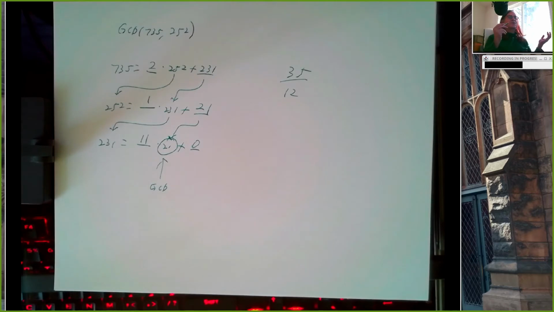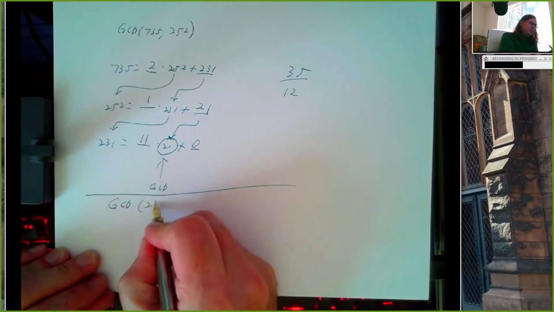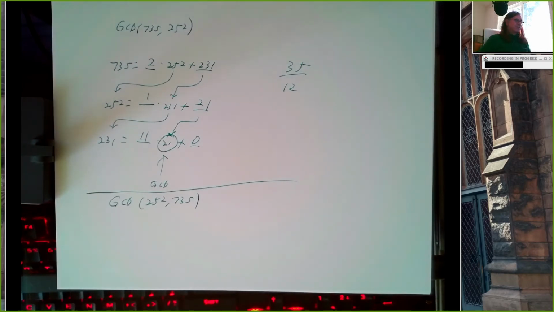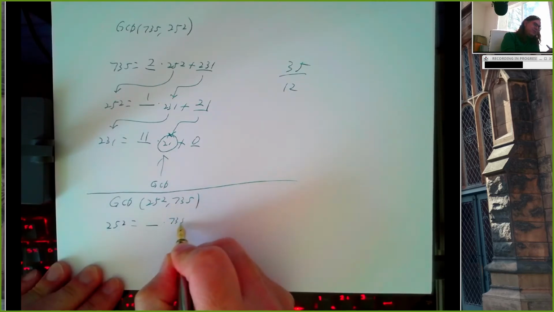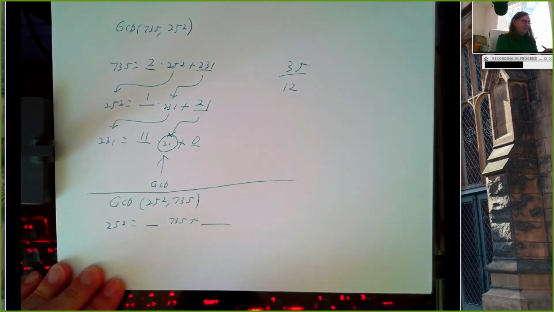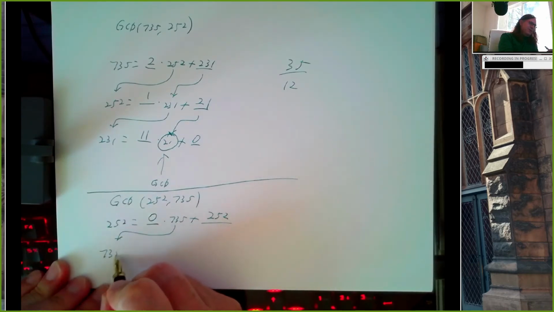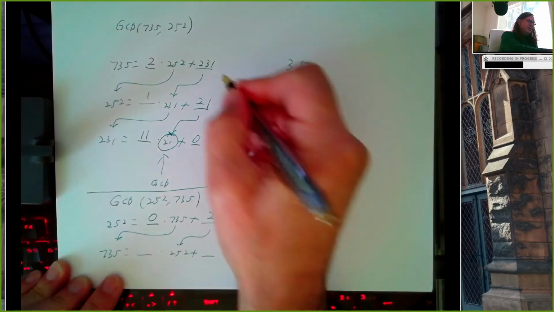All right, so that's all there is to the algorithm, and it works in all cases. If you happen to use this backwards, like if you tried to find the greatest common divisor of 252 and 735, you would start off by saying 252 equals something times 735 plus something. And 735 goes in here 0 times, and how much is left over? 252. And then when you carry this down, you get 735 equals something times 252 plus something. And hey, you're right back at this step.